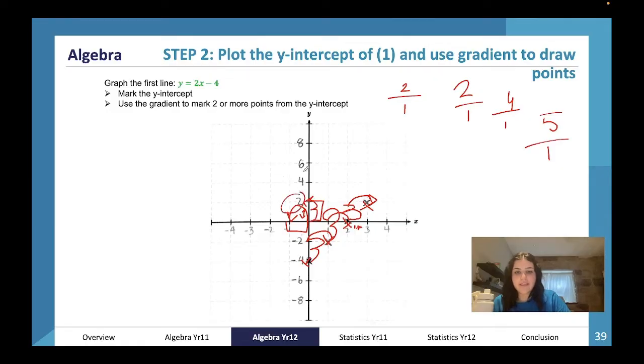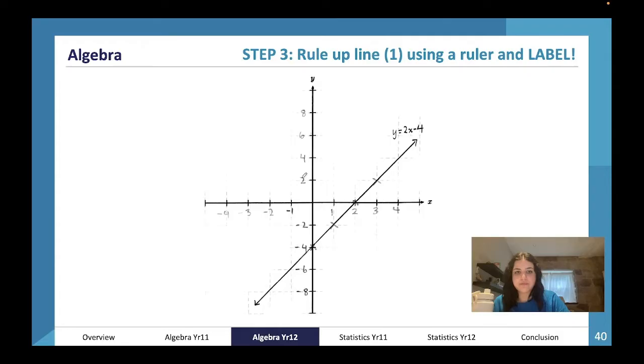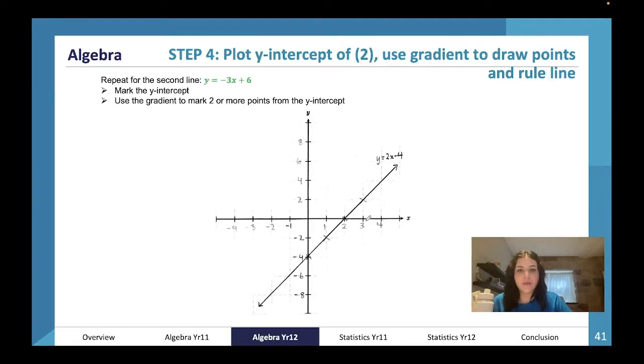So you have to pay attention to what these intervals are. So we draw a line. We now have a line y equals 2x minus 4. Now we need to mark the second line. We're going to find the y-intercept of our line.